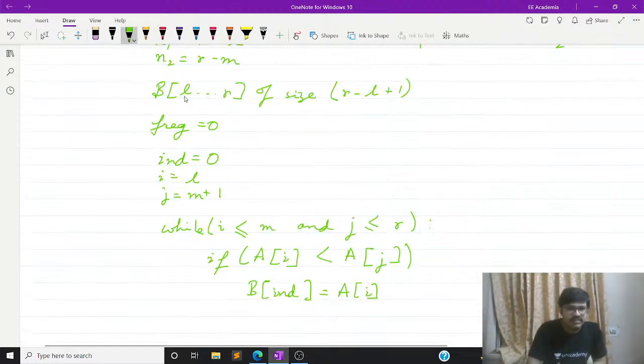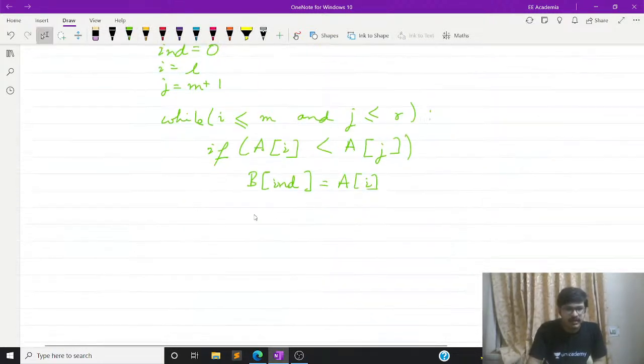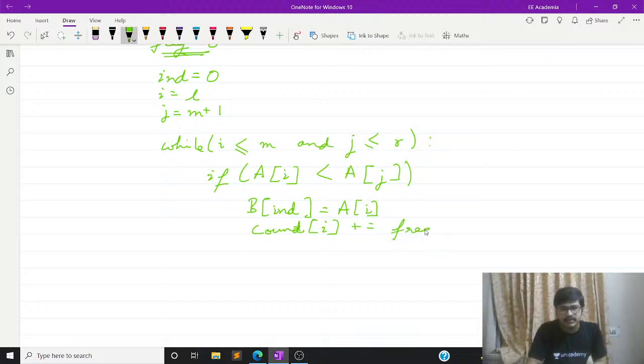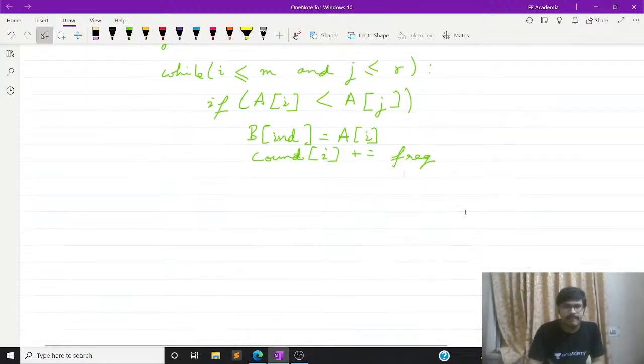and also this frequency variable which we are using, you saw during implementation. I will do the count of this element at index I will be incremented by frequency, okay, and also you increment this by 1, I plus equals 1, okay.